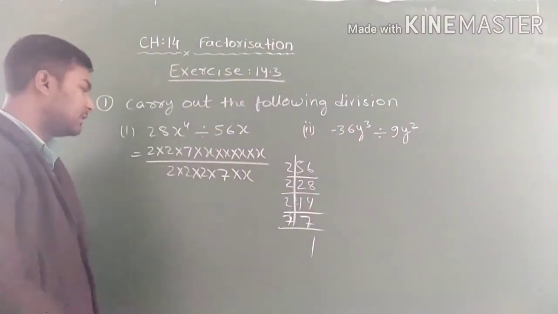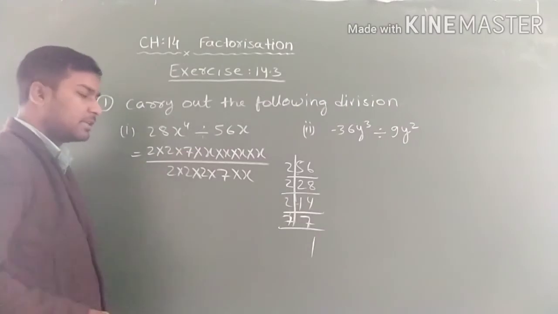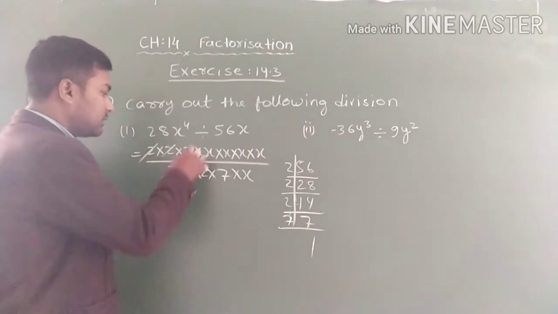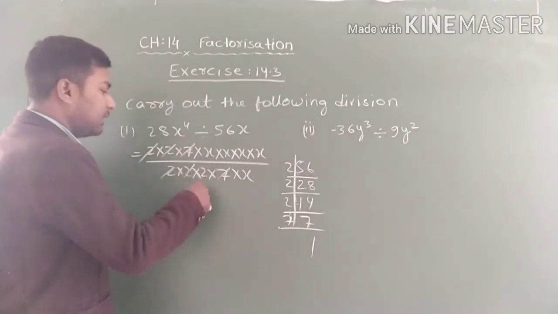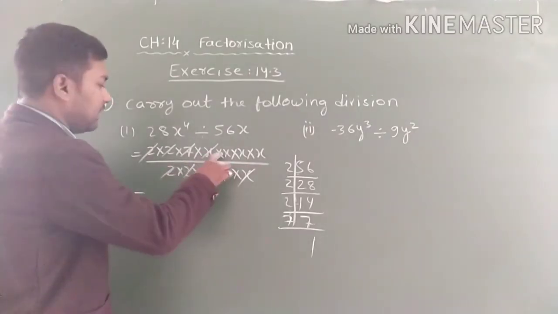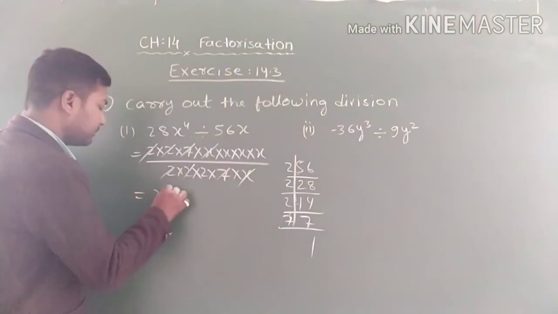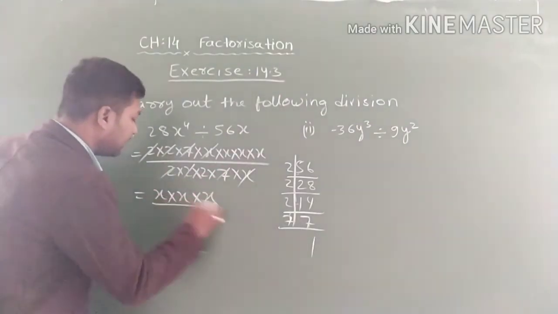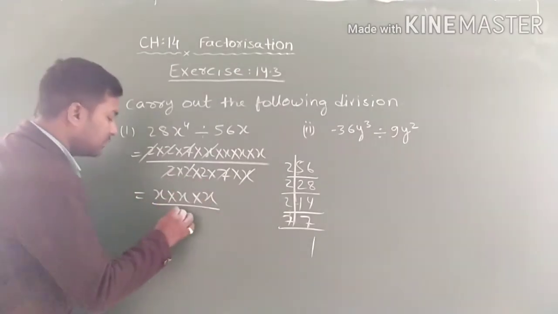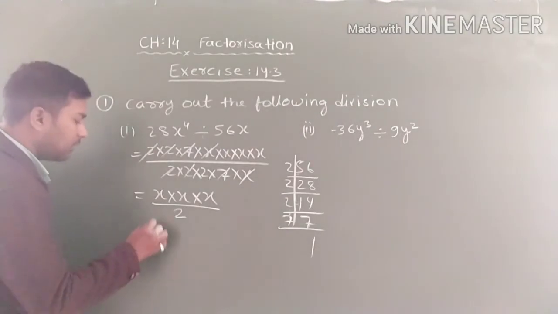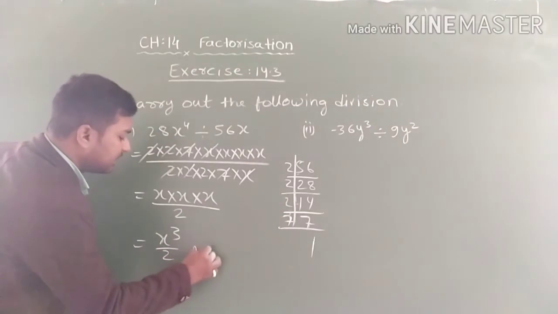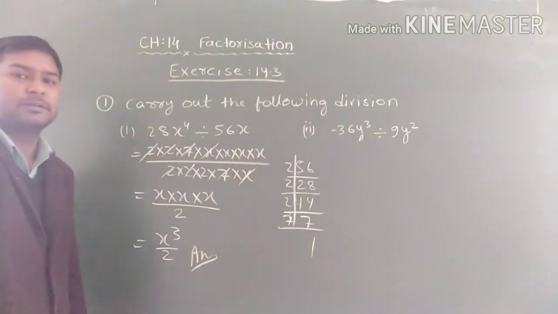Now what terms will cancel out? 2 and 2 will cancel out, this 2 and this 2 cancel out. Now 7 and 7 will cancel out, and x and x will cancel out. What is left? x into x into x, divided by, in the denominator, only 2 is left. So x 3 times, it will be x cubed divided by 2, and this is the answer. So it's very easy.